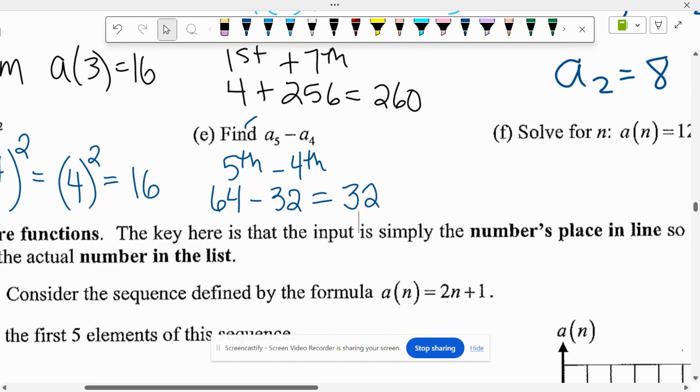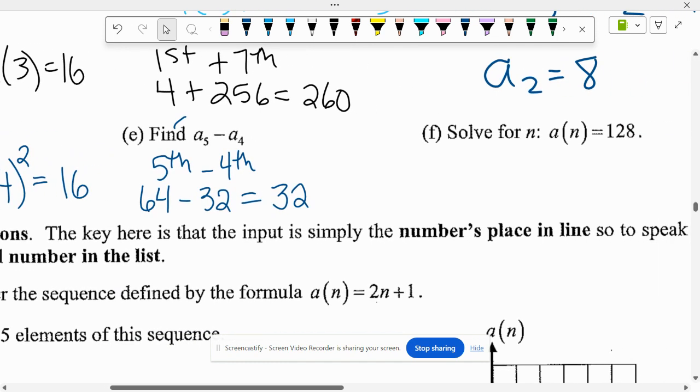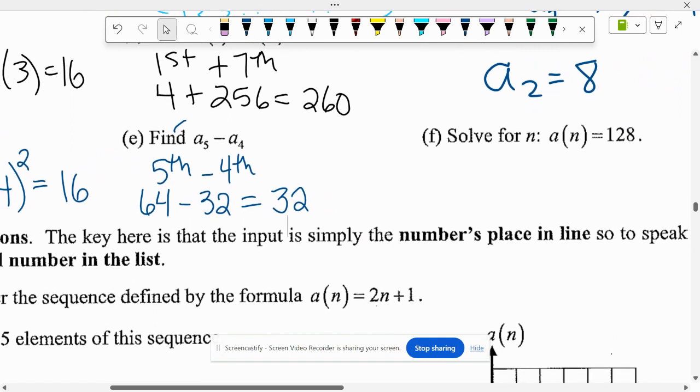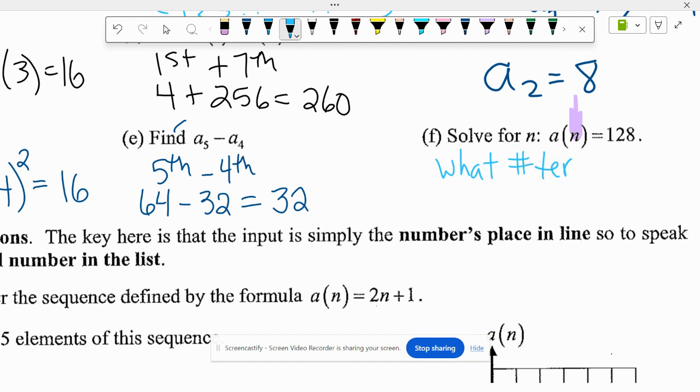Okay. All right. This last one says solve for n. I'm trying to figure out what number of term. So this is like saying what number term equals 128? The sixth term. So that means n equals 6. It's the sixth term. So n equals 6. How do we feel about that? Okay.